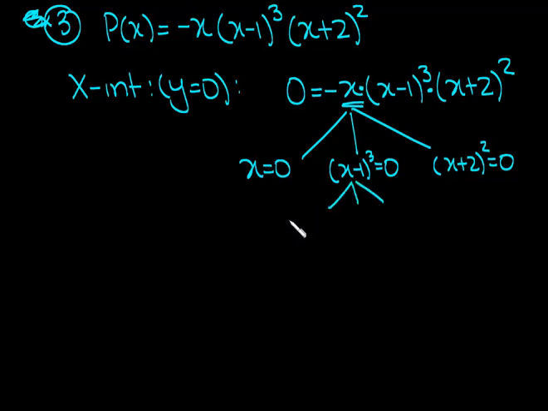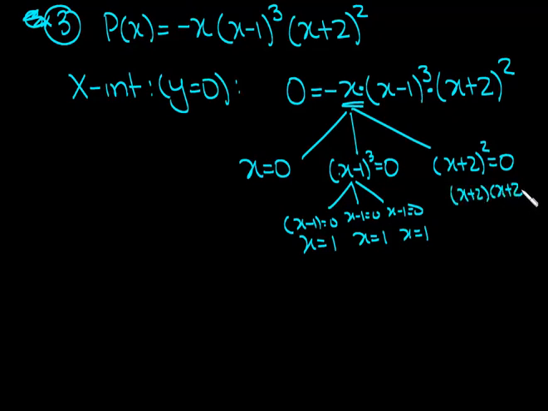This tells me 3 things. x minus 1 is 0, x minus 1 is 0, or x minus 1 is 0 because of the cube. Because this is the same thing as x minus 1 times x minus 1 times x minus 1 is 0. So each one gives me x is equal to 1, 1, and 1. Over here, x plus 2 times x plus 2 is 0 because of the square, so one of them has to be 0. So we get x is equal to negative 2 and negative 2. So now we have 1, 2, 3, 4, 5, 6 x-intercepts.